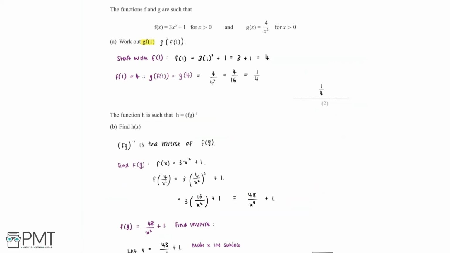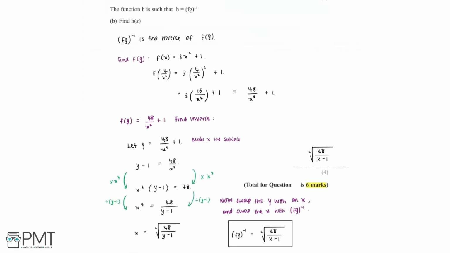We get the first mark in part A for saying that f(1) is equal to 4. And we get the second mark in part A for finding g(4), and for therefore finding that gf(1) is equal to 1 over 4. We get the third mark in part B for finding fg, which we said is equal to 48 over x to the power of 4 plus 1.